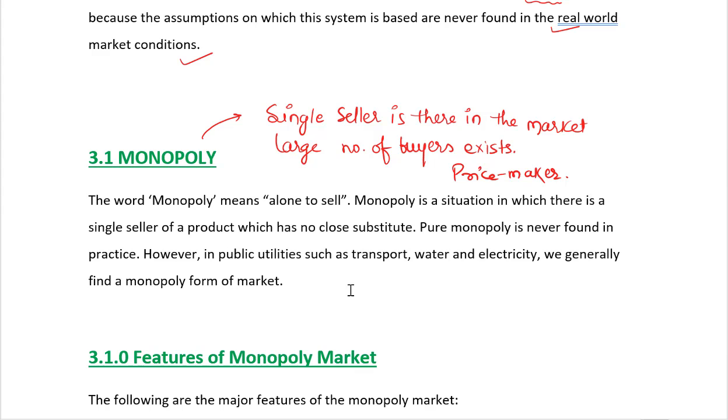So monopoly is a situation in which there is a single seller of the product and no close substitutes of the product are available. My dear students, you should understand that substitutes are available, but close substitutes are not available. Pure monopoly is never found in practice. However, in public utilities such as transport, water, electricity, we generally find the monopoly form of market.